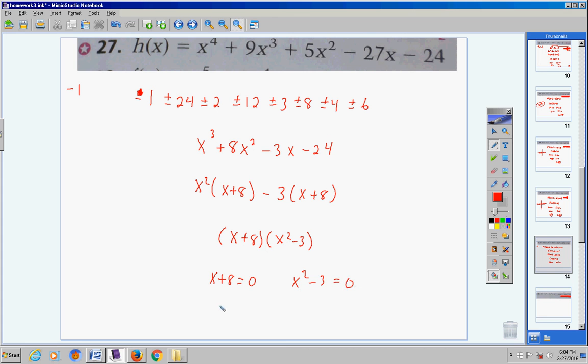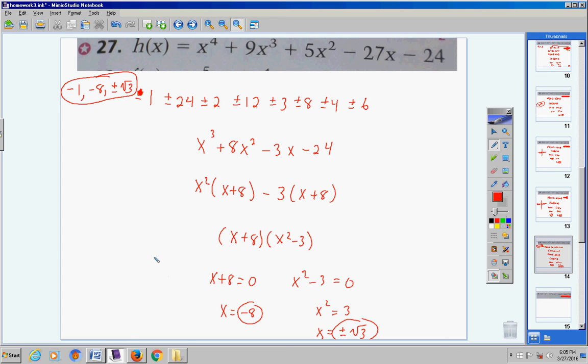Bring the 8 over and make it negative. So there's 1 zero. Bring the 3 over and make it a positive 3. Now take the square root of both sides. The square root of x squared is x, and the square root of 3, we're going to leave it in radical form, is this right here. So my zeros, I have negative 1 for a 0, negative 8 for a 0, and plus or minus the square root of 3. And that's good. That's it. There's nothing left to break down.